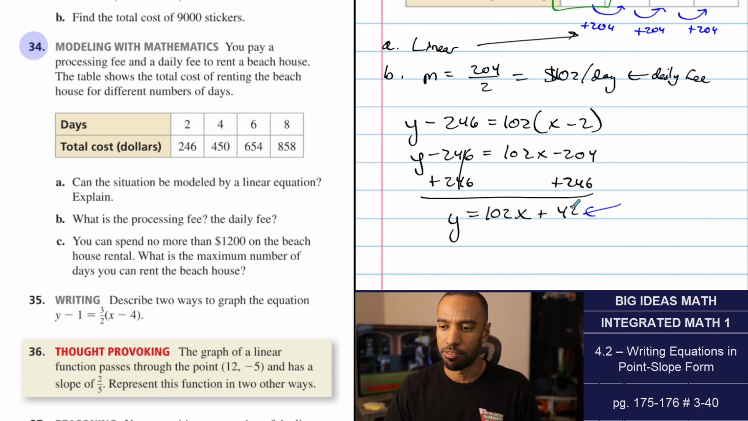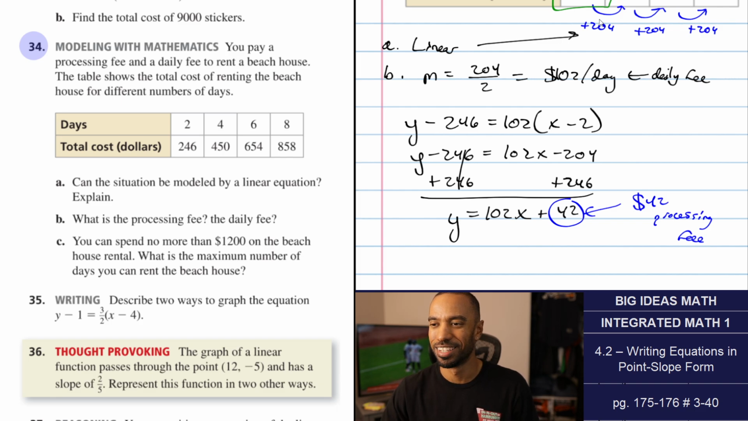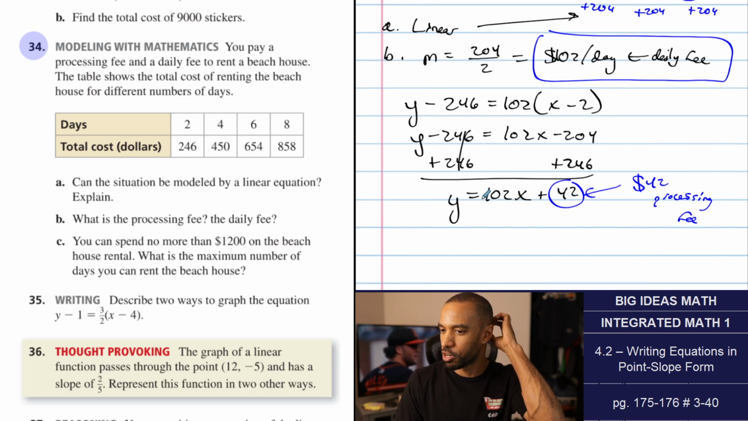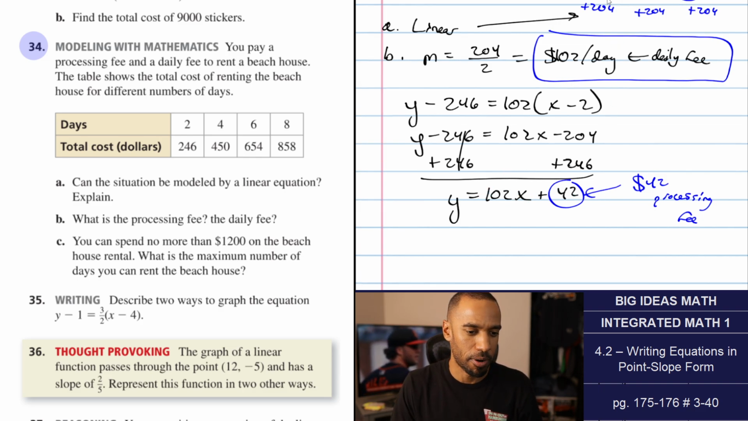So processing fee is that guy. Fee. That's a couple E's there. And here's our daily fee right there. So that's part B, and there's our formula for it. We can probably use it for part C.